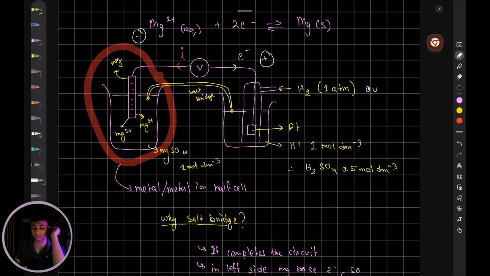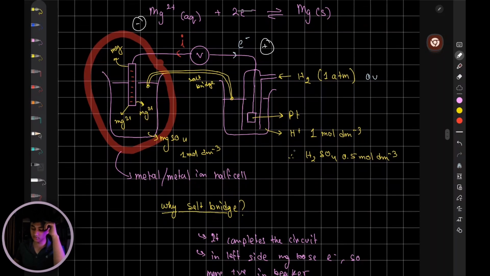Since the ratio of both is 1:1, you will also get 1 mole per dm cube of magnesium ions. Similarly, you do the same over here. I've added an example for when it's not going to be 1 mole per dm cube. So yes, your concentration of H plus is going to be 1 mole per dm cube.